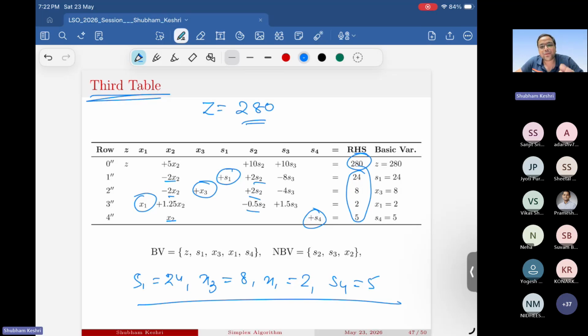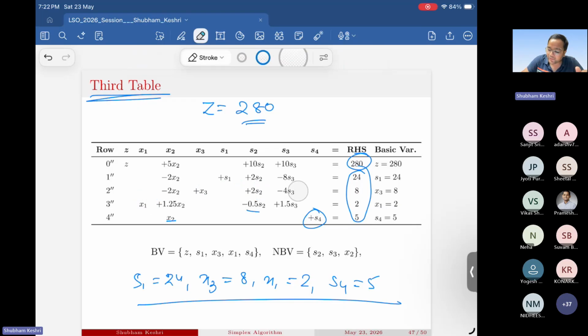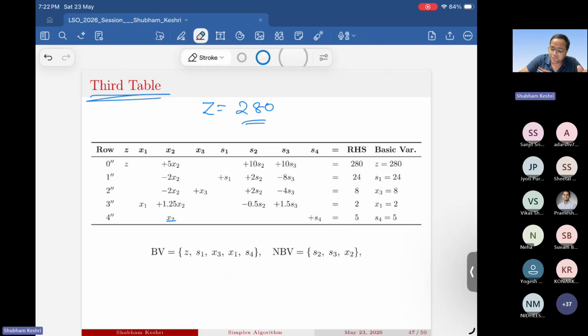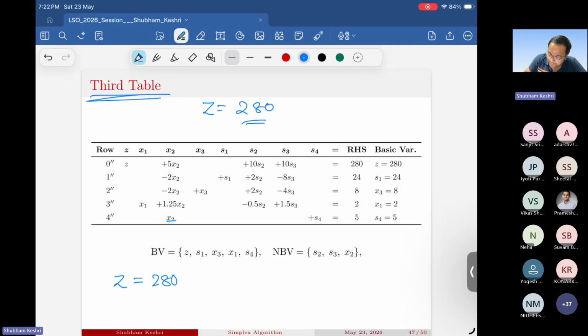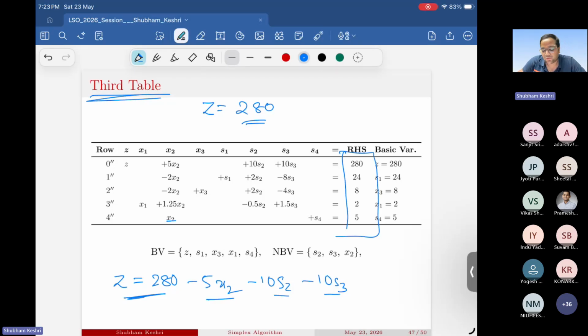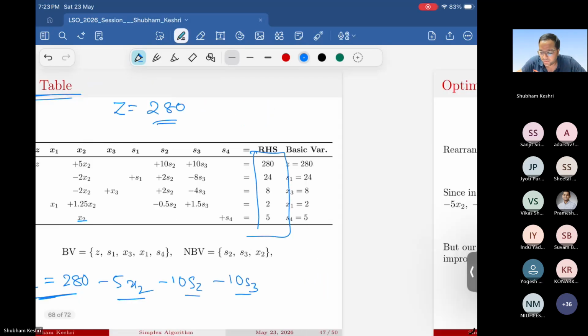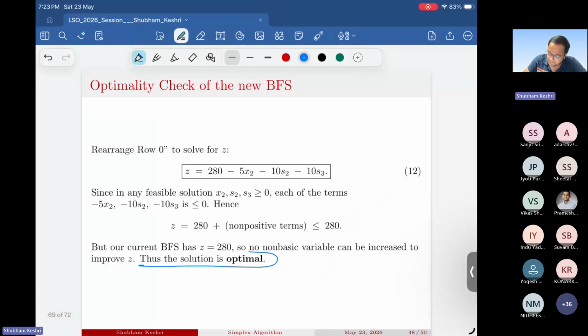So in the third tableau, we are again seeing that there is an increase in the objective function value. Now we will see if this solution is optimal or not. You write the row 0 again. Z is equal to 280 minus 5x2 minus 10s2 minus 10s3. You see there is no other non-basic variable which, if increased, can increase the objective function value. Therefore, this solution is the optimal solution to this problem.